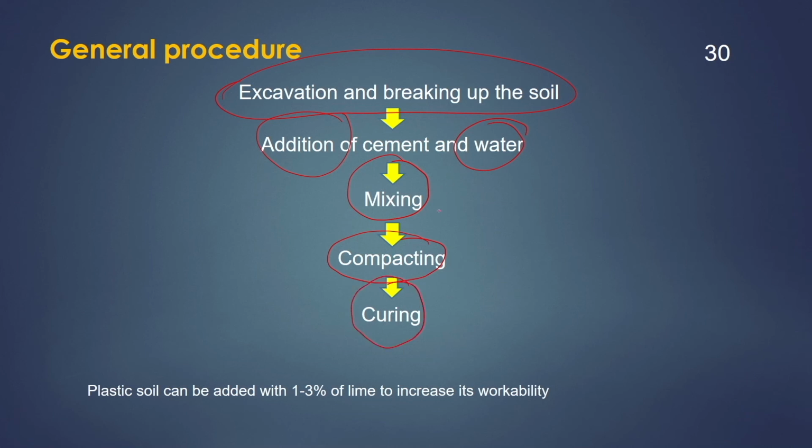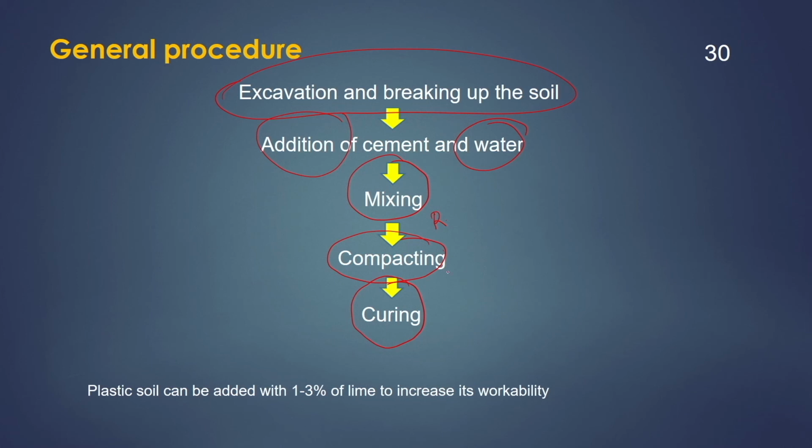And if there is a delay in the compaction after mixing the soil, in that case we need to add some retarding agent so that the soil will not get hardened because of this cementing process, or that will delay the pozzolanic reaction, and because of that the hardening of the soil will not take place before the compaction.